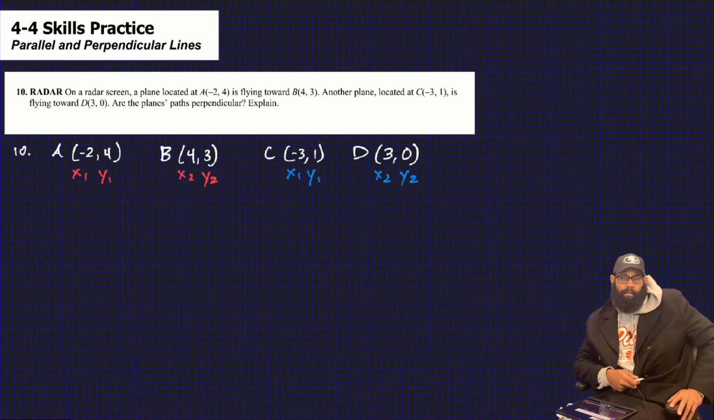Reciprocal meaning flip it. So the reciprocal of 2 is 1/2. The reciprocal of 1/3 is 3, or 1/3 over 1, right? So you gotta know reciprocal. And of course, negative reciprocals are just the opposite. So if it's positive, then I gotta make it negative. If it's negative, I gotta make it positive.